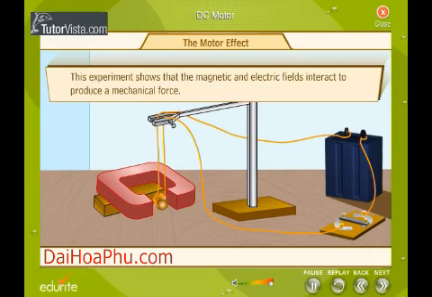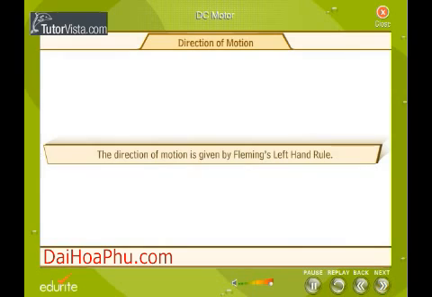This experiment shows that the magnetic and electric fields interact to produce a mechanical force. This is the principle of an electric motor. The direction of motion is given by Fleming's left-hand rule.